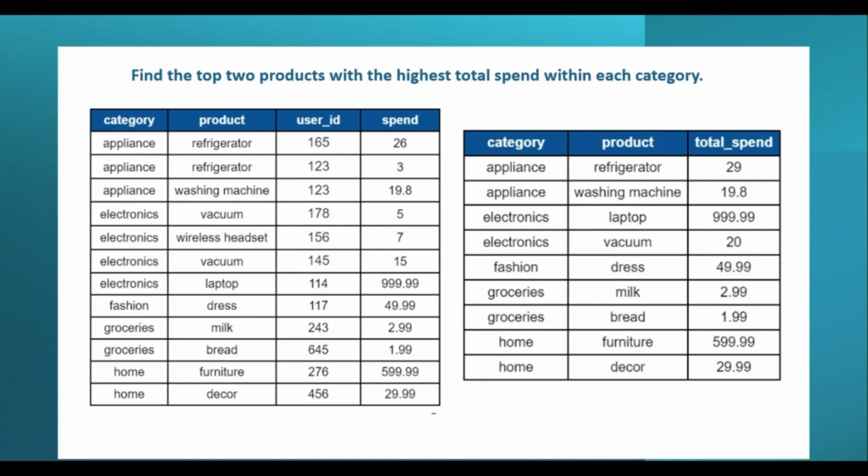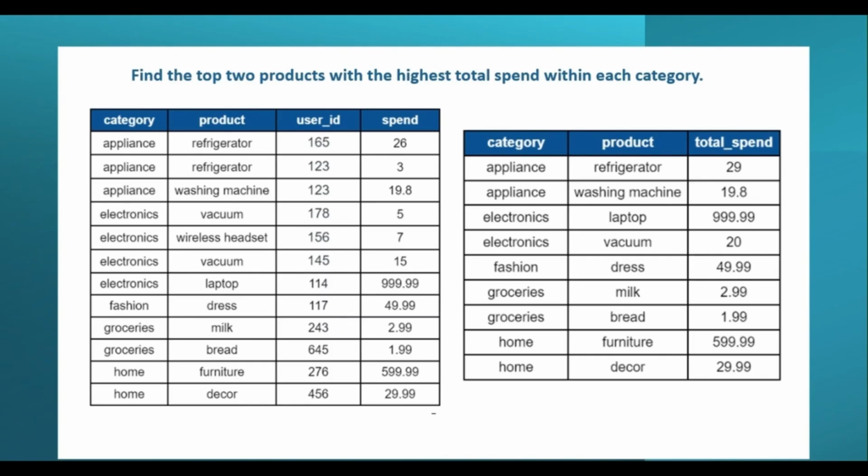If we find the total spend for each product, for the vacuum it will come out to be 5 plus 15, which is nothing but 20. For the wireless headset, it is 7. And for the laptop, it is 999.99. So the top 2 will be the laptop and the vacuum. The laptop had the total spend 999.99, and the product vacuum in the electronics category had the total spend 20. So this is how we are calculating our top 2 products with the highest total spend in each category.